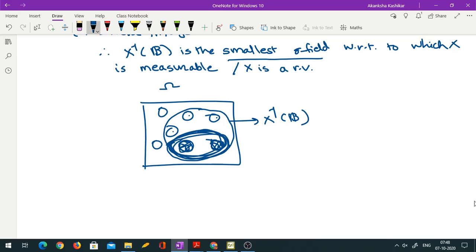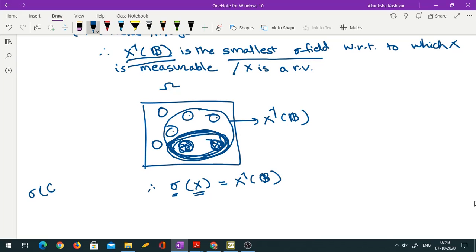You need inverse images of all the Borel sets to be in X inverse of script B. So you cannot have a smaller field. Okay, and therefore we can have another notation, sigma of X, for X inverse of B. It is the minimal sigma field generated by X. But please notice the difference between the notations.